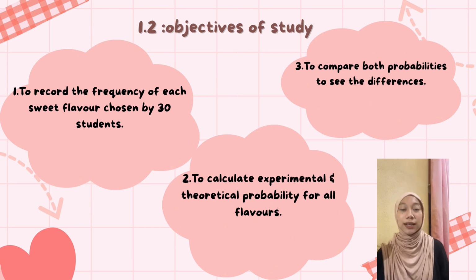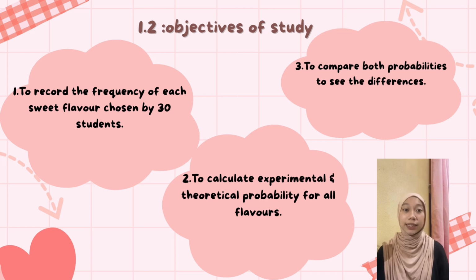Second, to calculate experimental and theoretical probability for all flavors. Theoretical probability is what we expect to happen, while experimental probability is based on the results we get. By calculating both of them, we can compare whether the real outcome matches our expectation or not.